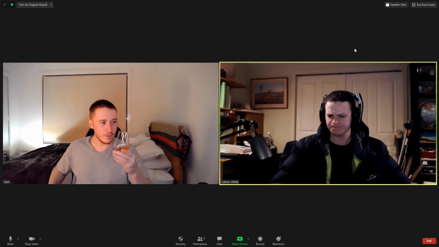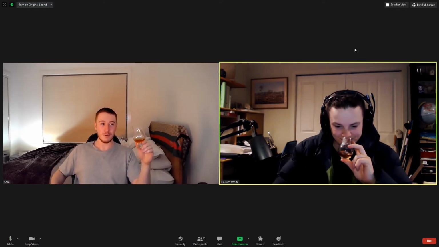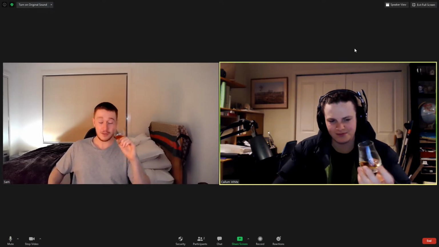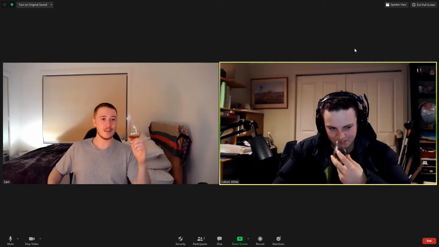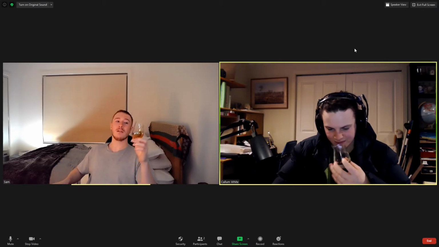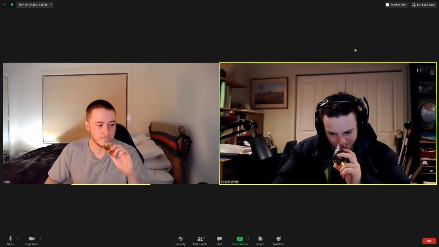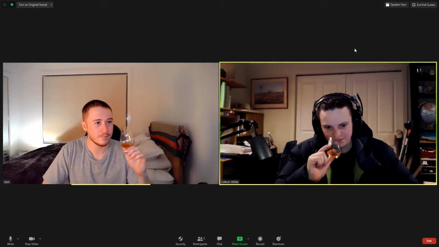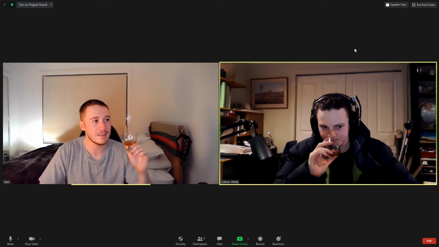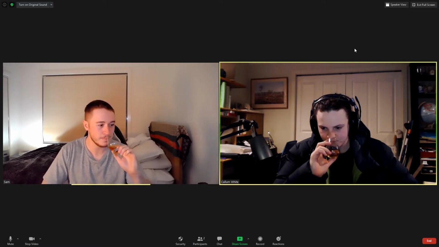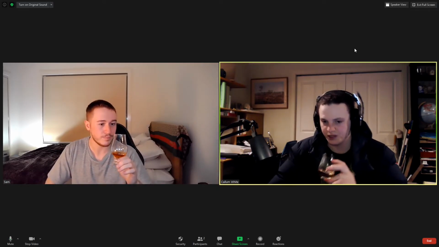Ooh. Oh, on the nose, it jumps out so much more. Jesus, I gotta back it off. I'm used to the 10 points lower ABV on the other one. It smells higher in rye. I don't even know if it is. It might be the same mash bill, but it smells a lot richer than the 10 does.